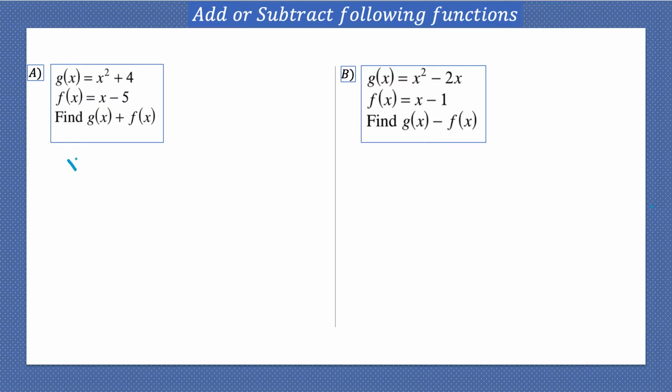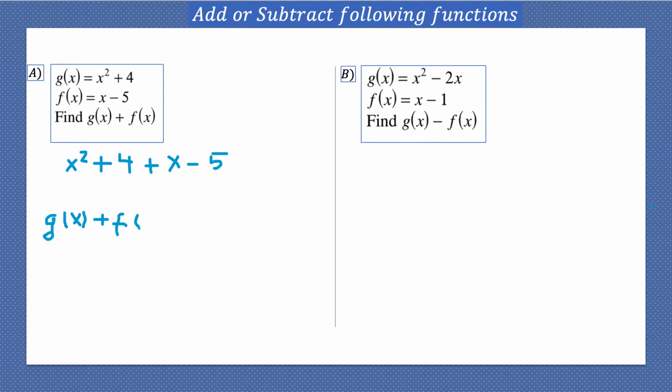So let me write here x squared plus 4, and this is the g of x function, and f of x is x minus 5. Here is a plus x minus 5. And now let's write g of x plus f of x, because this is the operation we can do. Let me write here g of x plus f of x.